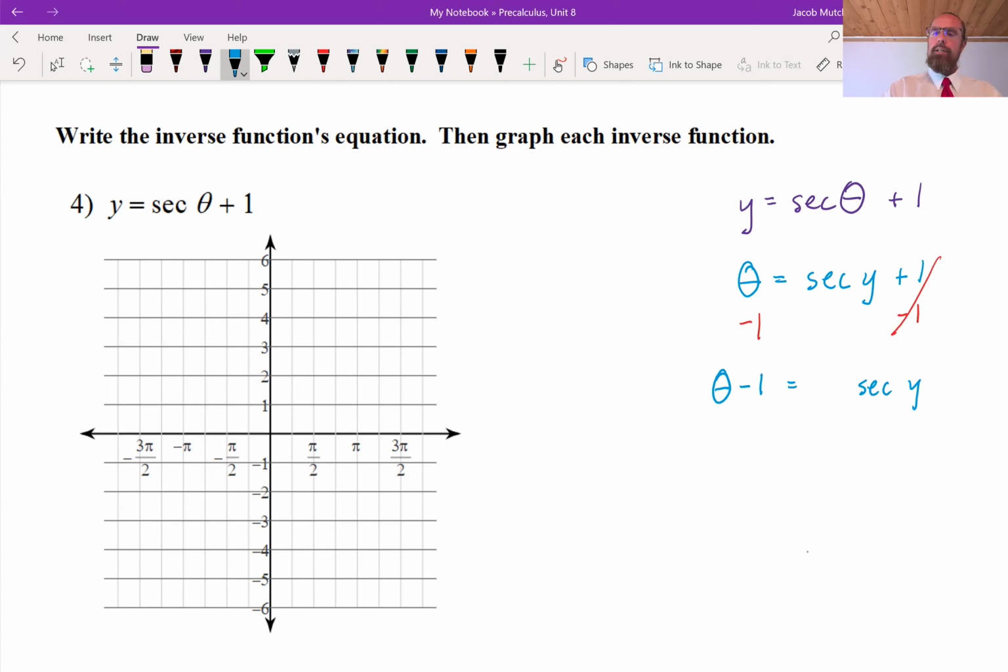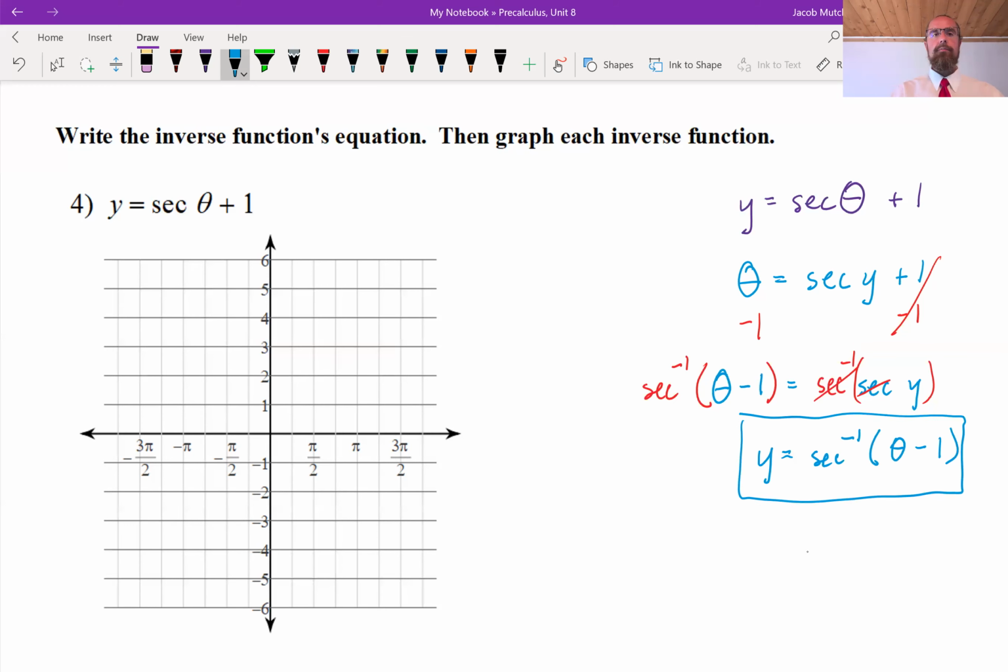At that point, I'm ready to cancel secant by applying inverse secant. It'll do just that on the right side. I've got to put parentheses here on the left side, and then I'll apply inverse secant. At that point, I have a good inverse. It's going to be y equals inverse secant of theta minus 1. And again, I'm going to box it just to emphasize that's half of my answer, the actual inverse function.